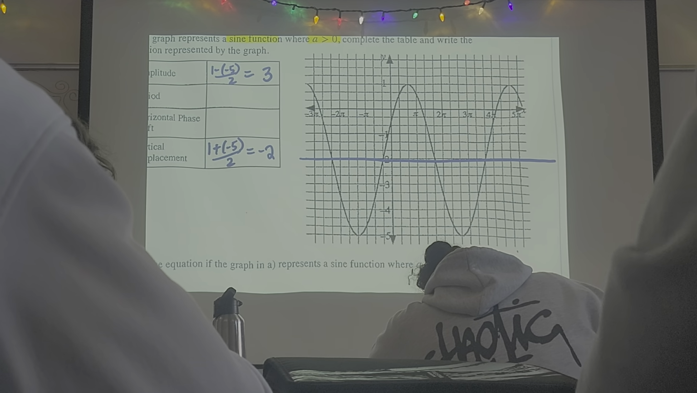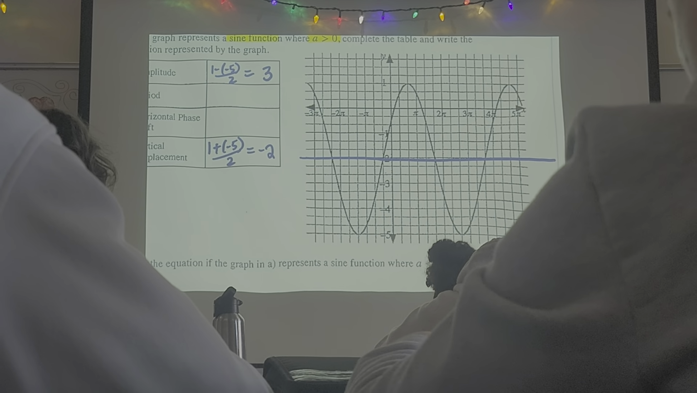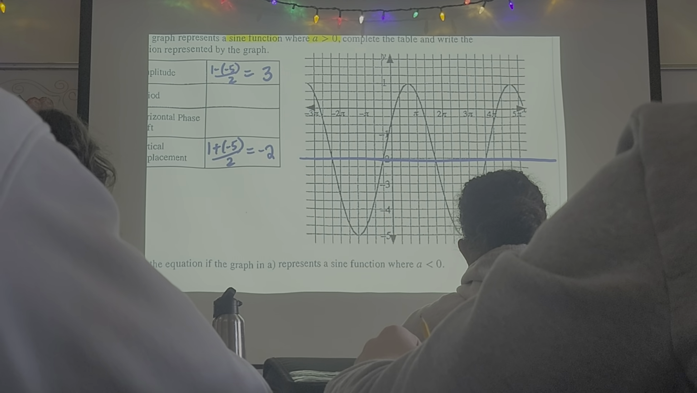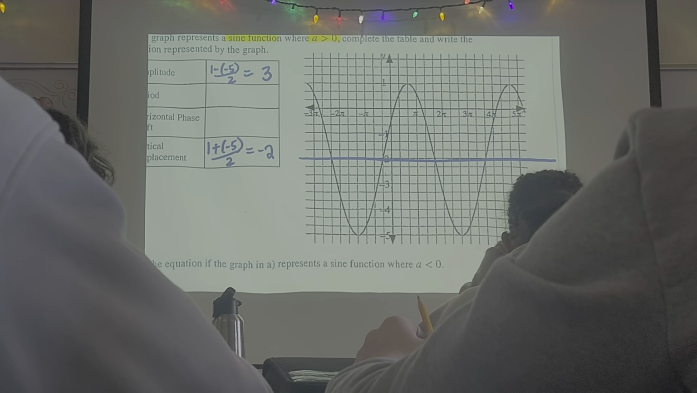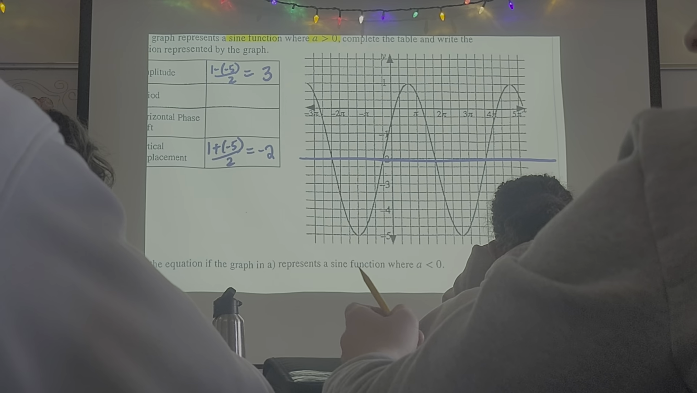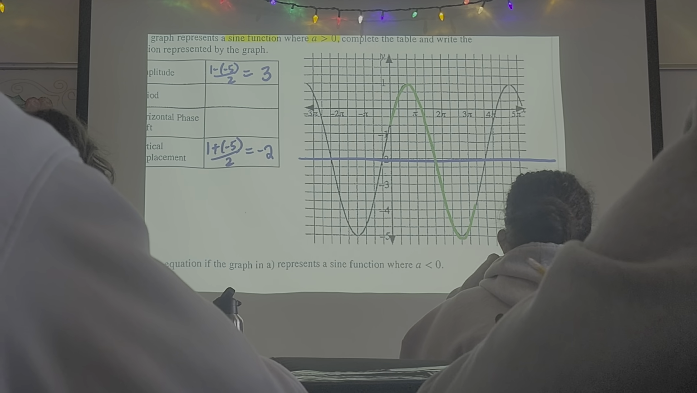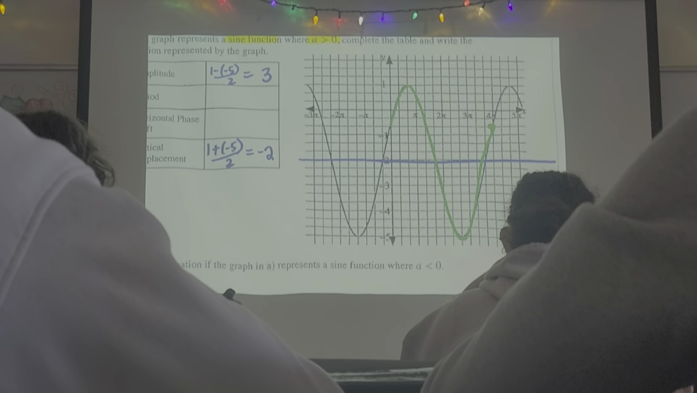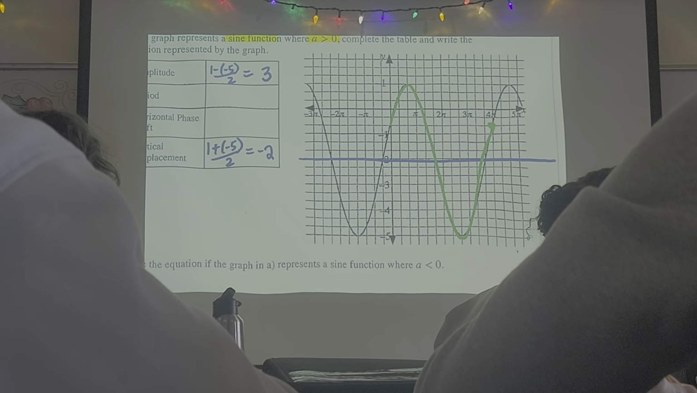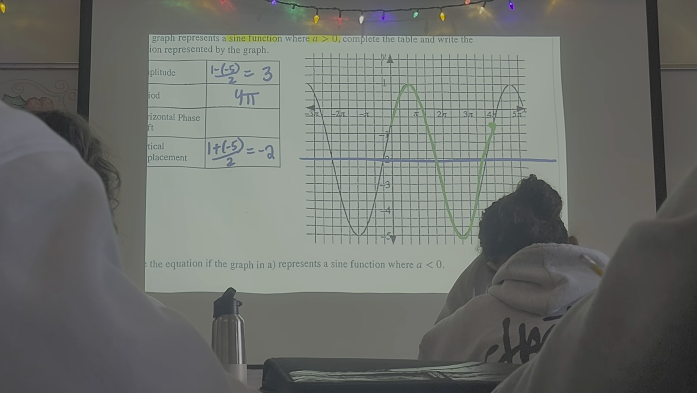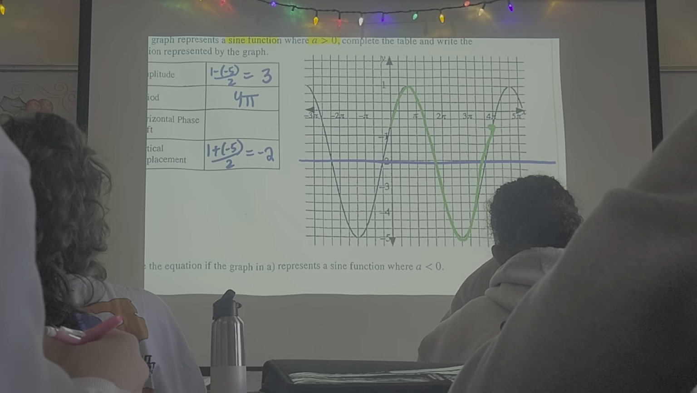So now let's figure out our period and our phase shift. What is the period? 1 complete interval is to there. Period 4 pi. Phase shift.